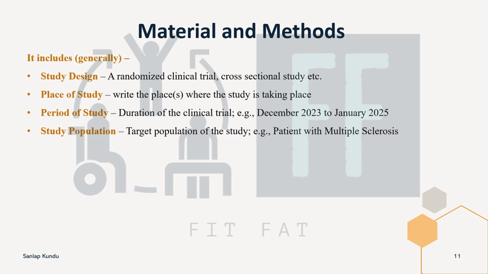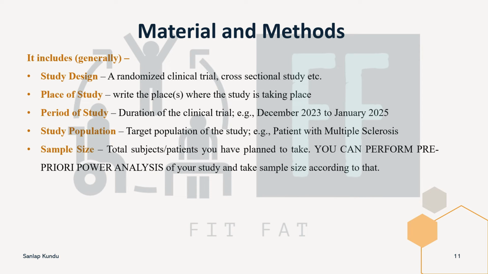Then the study population or the target population of your study, as an example, patients with multiple sclerosis. The sample size, so the total subjects or patients you have planned to take. Generally, when we are doing an RCT, the minimum number of patients we take is 30, but here you can perform an a priori power analysis of your study, which will make your study a good study because there is less chance of a type 2 error happening, and take the sample size according to your power.